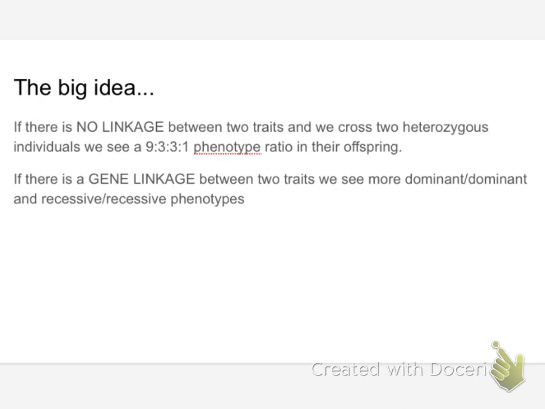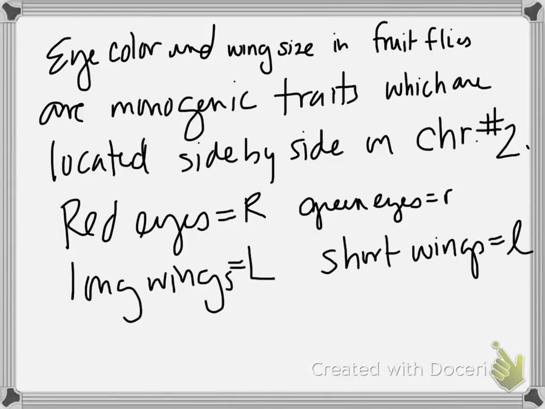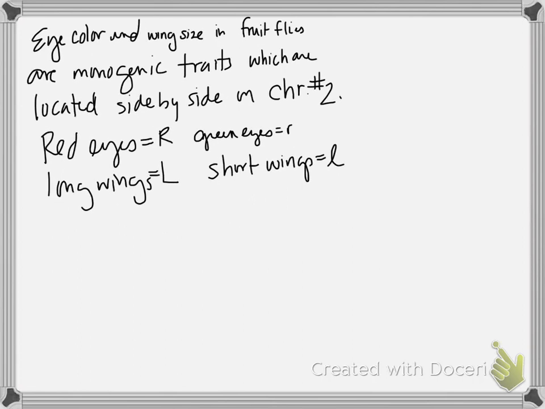Okay. I'm going to read that again. Eye color and wing size in fruit flies are monogenic traits located side by side on chromosome 2. Red eyes, big R, dominant. Green eyes, little r, recessive. Long wings, big L. Short wings, little l. If we cross two heterozygous individuals, and you had to show phenotype ratios. And this is pretty much exactly like the question that was on the test last year.